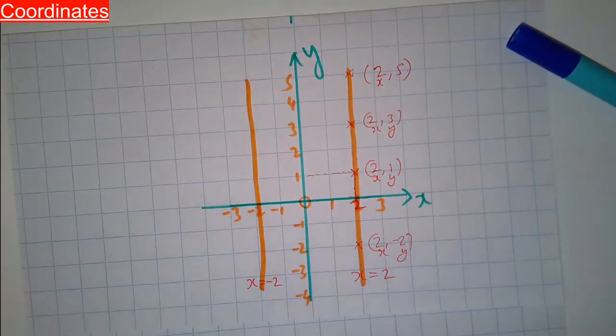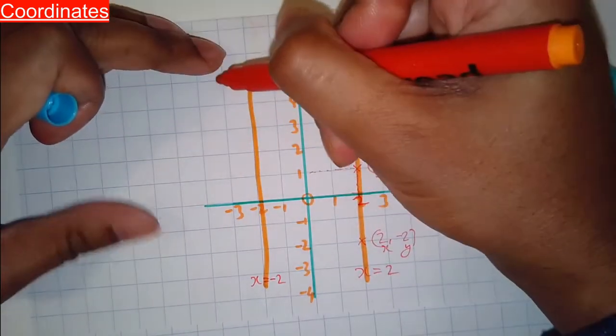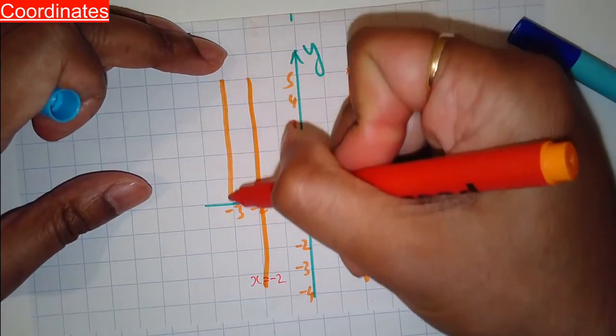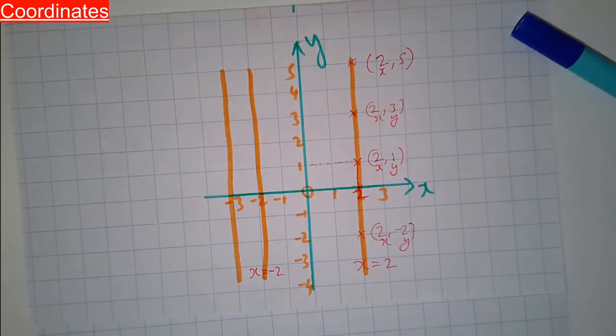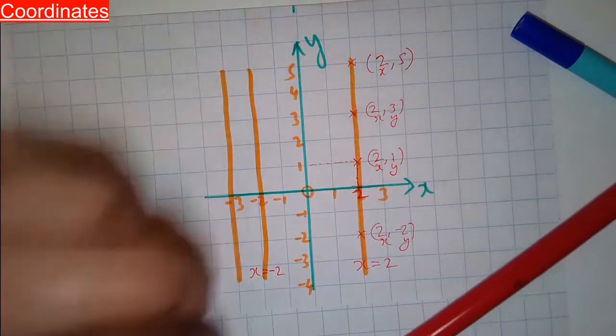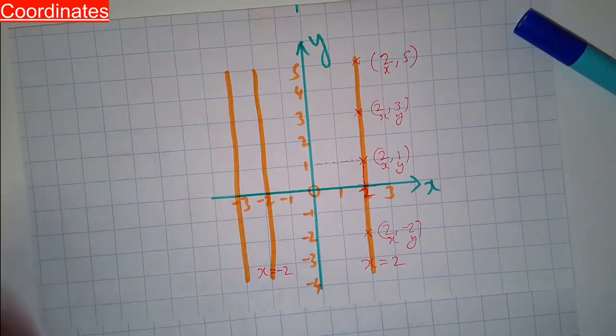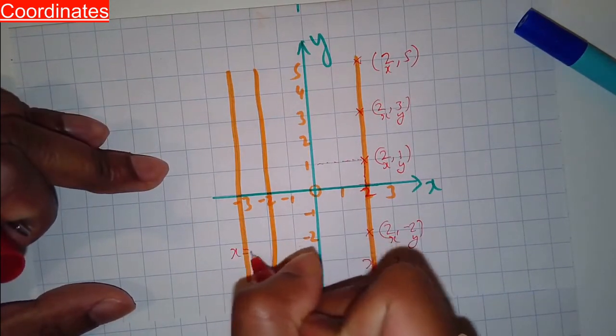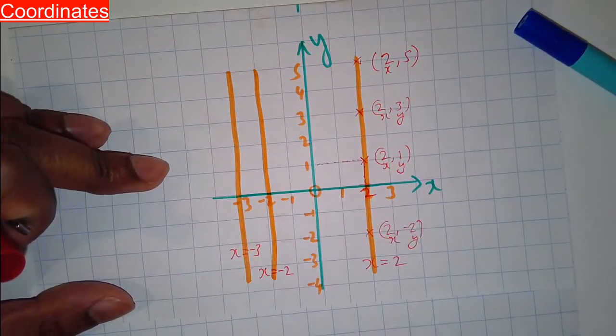Right, one more, going vertically. Let's say I've got this one here. This vertical line crosses the x-axis at -3. So that's x equals -3. This line is called x equals -3.